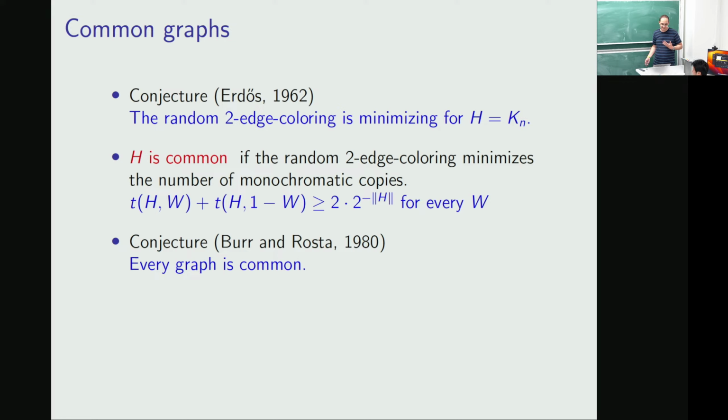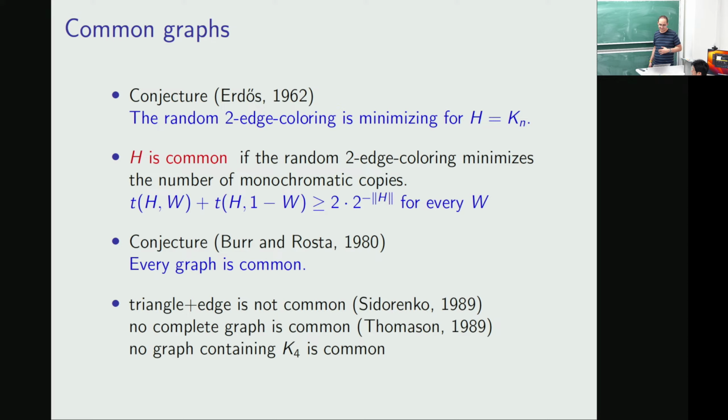And based on how I said it, you may guess that basically everything is false. So Sidorenko disproved Bohr and Rosta's conjecture by showing that a triangle plus an edge is not common. Thomason showed that no complete graph except the triangle is common, and more generally any graph containing K4 as a subgraph is not common. And there's also a result of Jacob Fox, one of his very first papers, which says that if one has a non-bipartite graph, then by adding a sufficiently long path, that graph becomes not common.